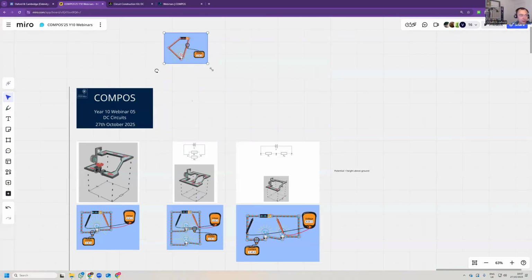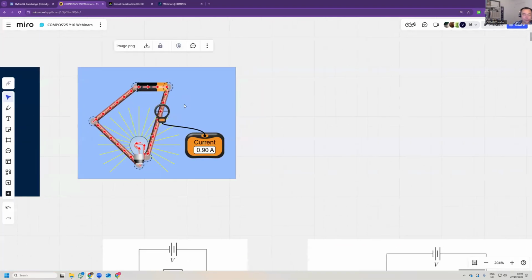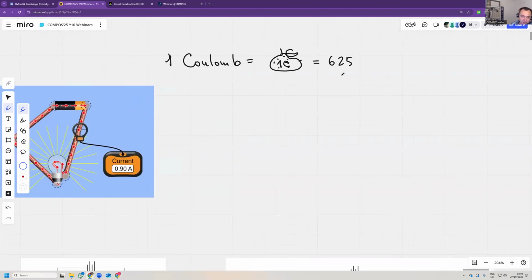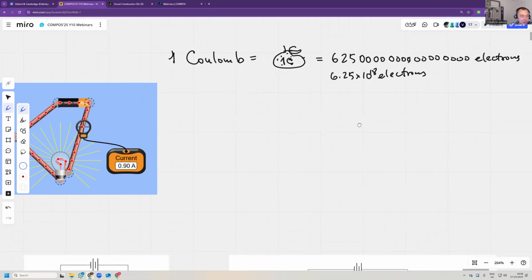Electrons, if you will, you can put electrons in a bag and call it a coulomb. One coulomb is a bag of electrons. It contains 6.25 times 10 to the 18 electrons. Yeah, so that's my coulomb of charge.